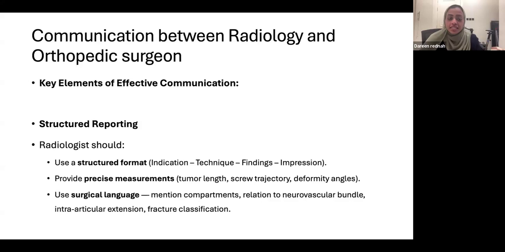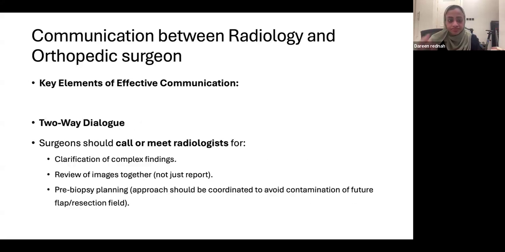Structured report, as we said, for a good report the radiologist should use a structured format: indication, techniques, findings, impression, precise measurement, tumor length, screw trajectory, deformity angle. Surgical language: mention the compartment, relation to neurovascular bundles. What is the neurovascular bundle that is encased in the tumor? Intra-articular extension, fracture classification.